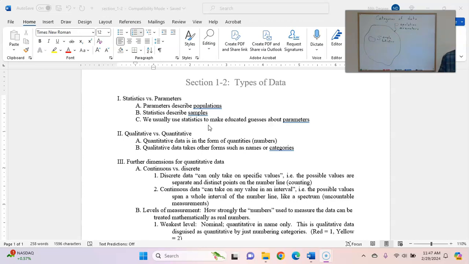And you would have a list of data there, but each data entry would just be a name or a category of a species. So that's qualitative data. Pretty simple distinction.